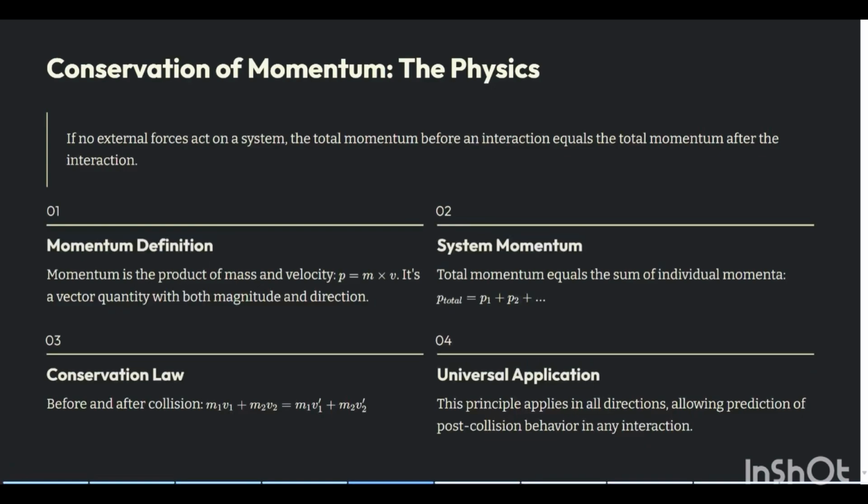This principle applies in all directions, meaning momentum can be transferred between objects during a collision or interaction, but the total momentum of the system remains constant. Conservation of momentum is a fundamental concept in mechanics, and it allows us to predict the behavior of objects in collisions and other interactions, such as a bird and a golf ball.